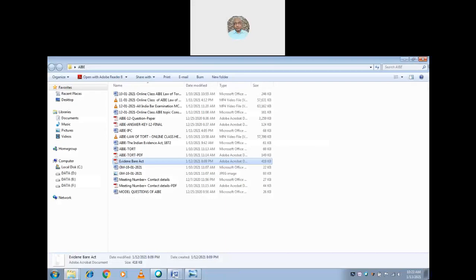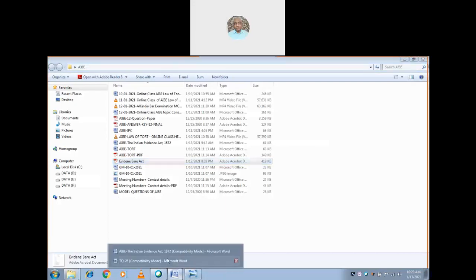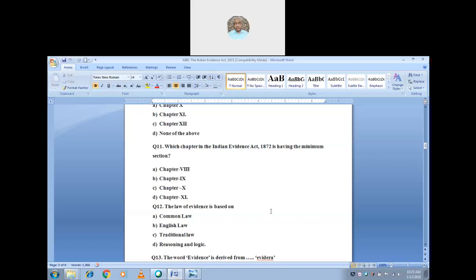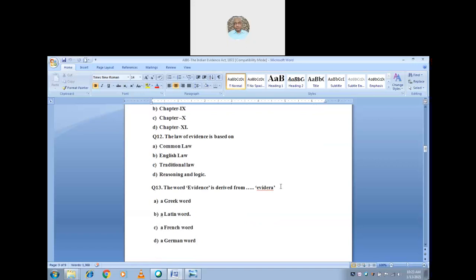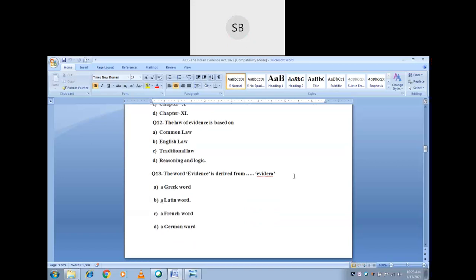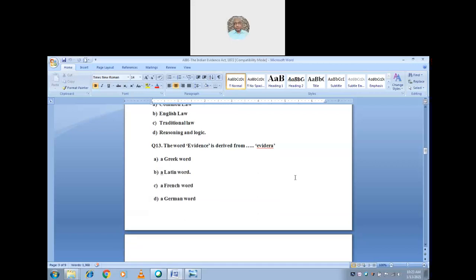Okay, let us go back to our point. The law of evidence is based on what: common law, English law, traditional law, or reasoning and logic? The answer is reasoning and logic. The law of evidence is based on reasoning and logic.